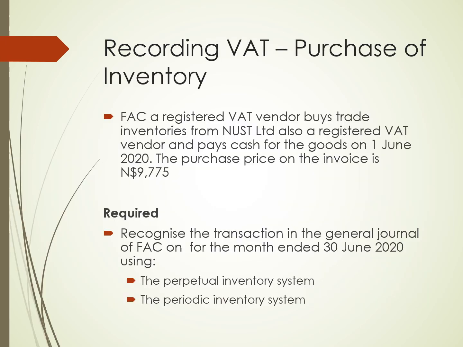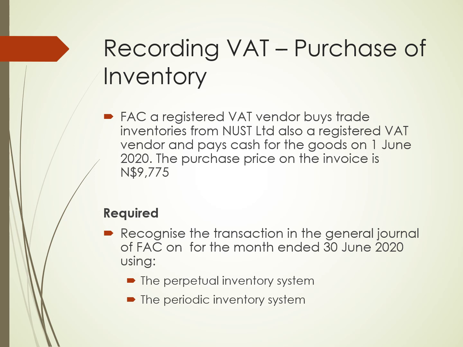The process of recording transactions involving VAT in the General Journal is similar to recording other transactions. This will be illustrated using the following examples. The first transaction involves recording the purchase of inventory. The scenario reads as follows.